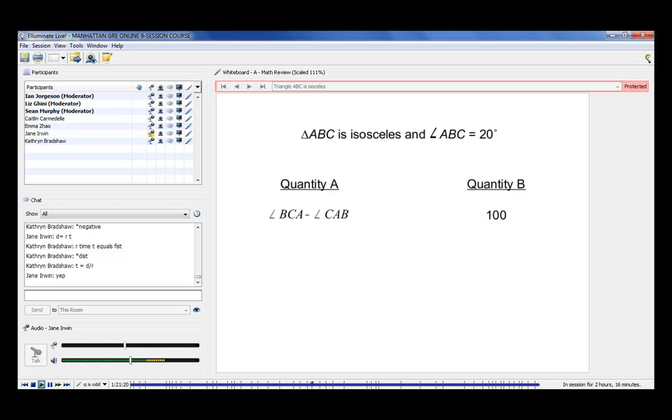So I actually made a mistake at first and thought that it said that angle ABC equals 120 degrees. But then when I realized it was only 20, I was able to change my answer. So if you add up all the angles, it has to be 180 degrees. So if angle ABC equals 20 degrees, then the other two angles have to add up to 160. So I thought, like, if angle BCA is 100 and angle CAB is 60, then that would equal 40, so quantity B would be bigger. But if angle BCA was 150 and angle CAB was 10, for example, then quantity A would be bigger. So it was D.